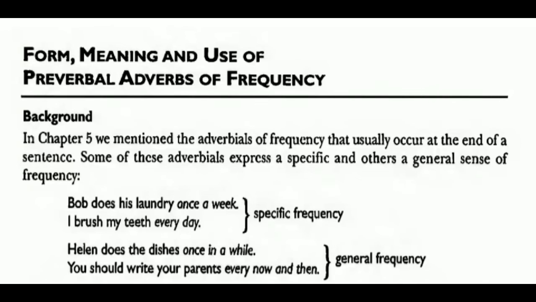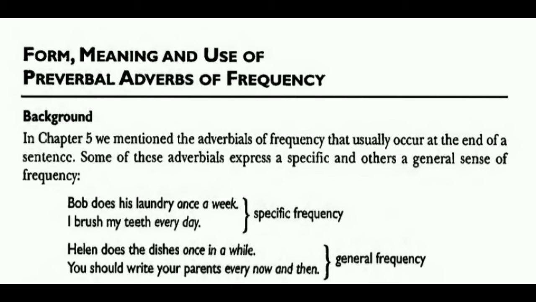Okay, let's proceed to the form, meaning, and the use of preverbal adverbs of frequency. So in chapter 5, we mentioned the adverbials of frequency that usually occur at the end of a sentence. Some of these adverbials express a specific and others a general sense of frequency. Okay, for example, Bob does his laundry once a week. I brush my teeth every day. So, as you see in the sentences, we have italicized words, which are once a week and every day. So these are examples of specific frequency.